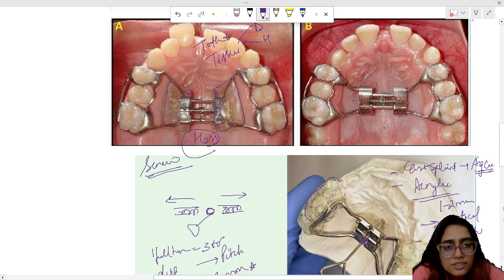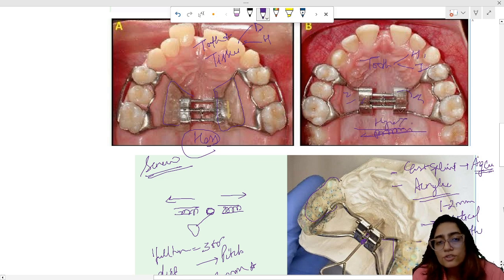Right? And because there is no acrylic present on the palatal surface, it is a tooth bond appliance. In tooth bond, it can be either Hyrax or Isaacson, but because you do not see the specific longitudinally laid down screw, this is your Hyrax appliance, right? You might be asked this question about identifying and classifying the appliance.